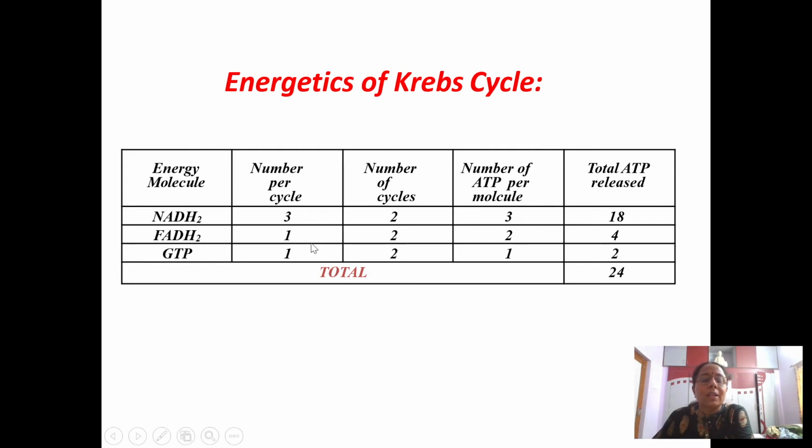So, if 1 FADH2 will give you 2 ATP, for 2 FADH2, how many ATPs should you get? 4. Now, this GTP will give you 1 ATP, as I told you, from the substrate level phosphorylation in step 5 of the Krebs cycle. For 2 acetyl-CoA molecules, the number of ATP produced is 2. So, remember, when 2 acetyl-CoA molecules enter into the Krebs cycle, the number of total ATP released is 24. For 1 acetyl-CoA, 12.